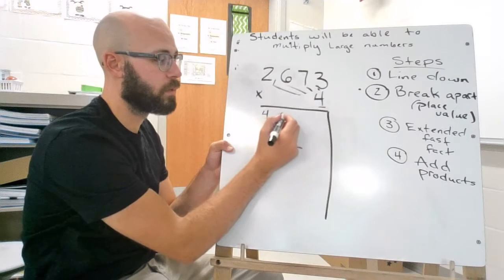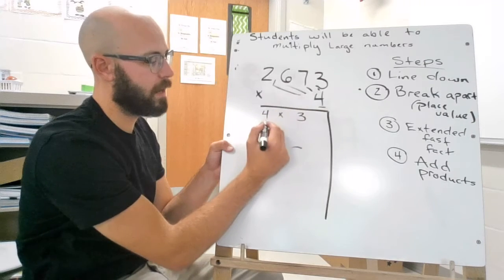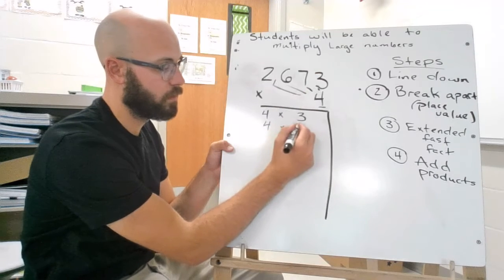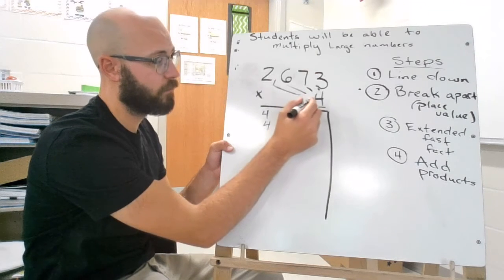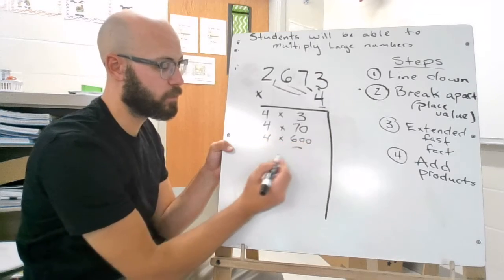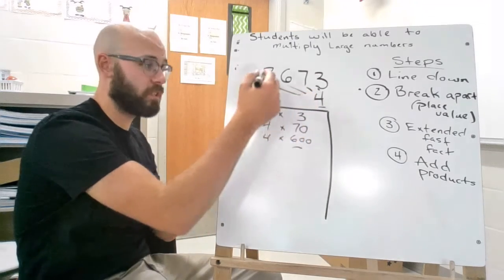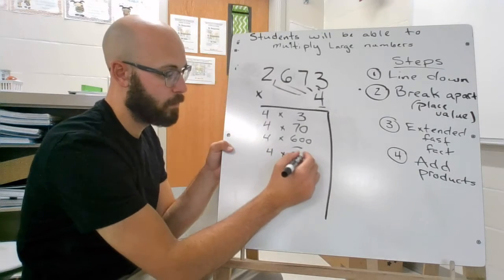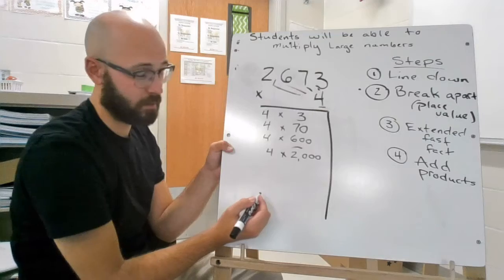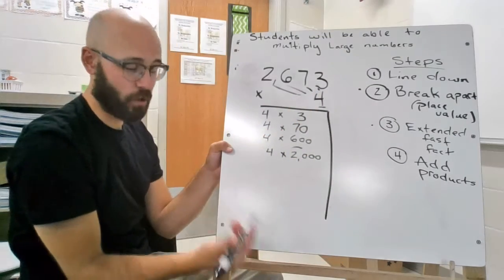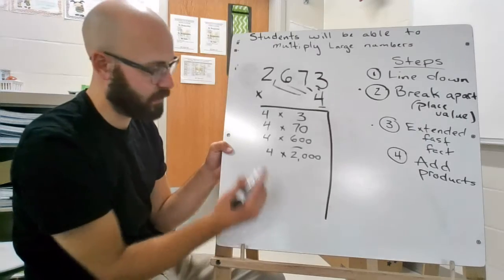4 times 3, 4 times 70, not 7, because that 7's in the tens place. 4 times 600, because that's a 6 in the hundreds place value. And now, since this is 4 digits, 4 times 2,000. Once I've passed that part, the extended fast facts, I should know how to solve these. Do the fast fact, add the zeros.